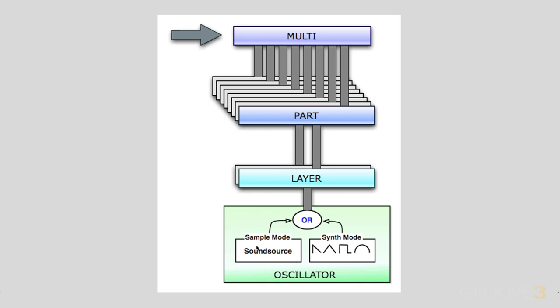So to summarize, Omnisphere is a multi-timbral instrument. We work within a multi, and each multi contains up to 8 parts, and we load patches into parts. And each part is comprised of 2 layers, and each layer can be based either on a sample mapping called a sound source or raw oscillator waveforms called synth mode.